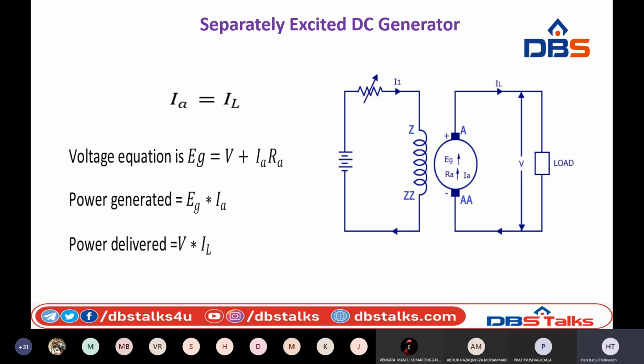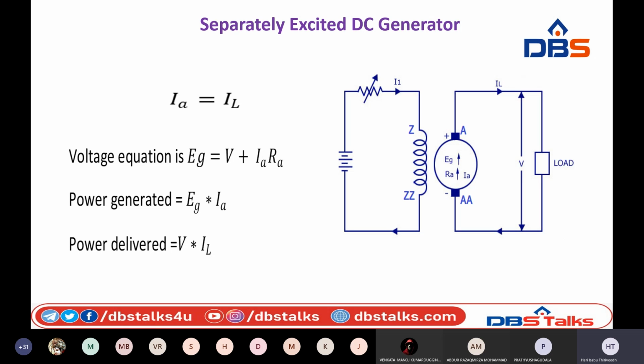So from the diagram, IA is equal to IL, right? And apply the KVL, minus plus, right? Minus EG plus IARA plus V equal to 0. Therefore EG is equal to V plus IARA, plus the brush contact drop. I am not mentioning it here, but plus BD is there.